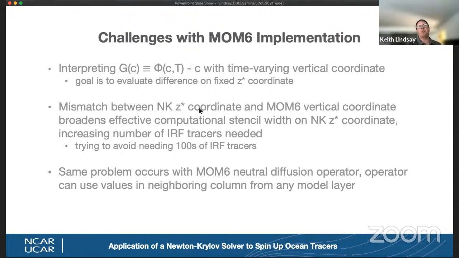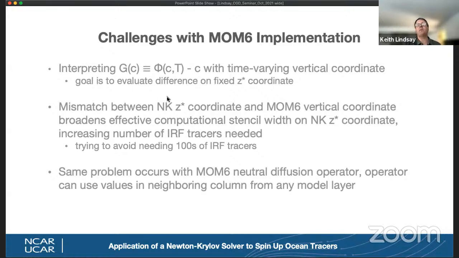Where there's a mismatch between this z-star coordinate and the model coordinate, the idea is to initialize tracers on the z-star coordinate, interpolate them to the model vertical coordinate, run the model, and then interpolate them back to the z-star coordinate at the end of the model run, and there you can take that difference. And you can apply Newton-Krylov to that difference.